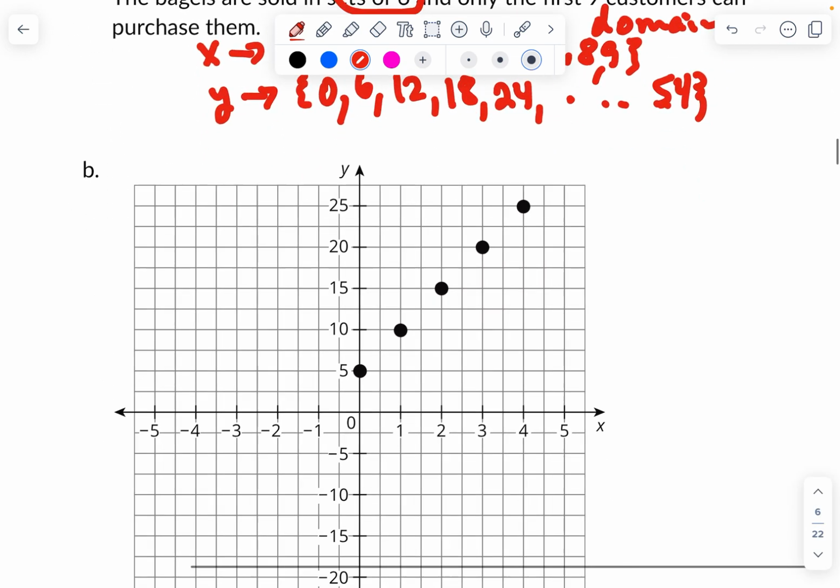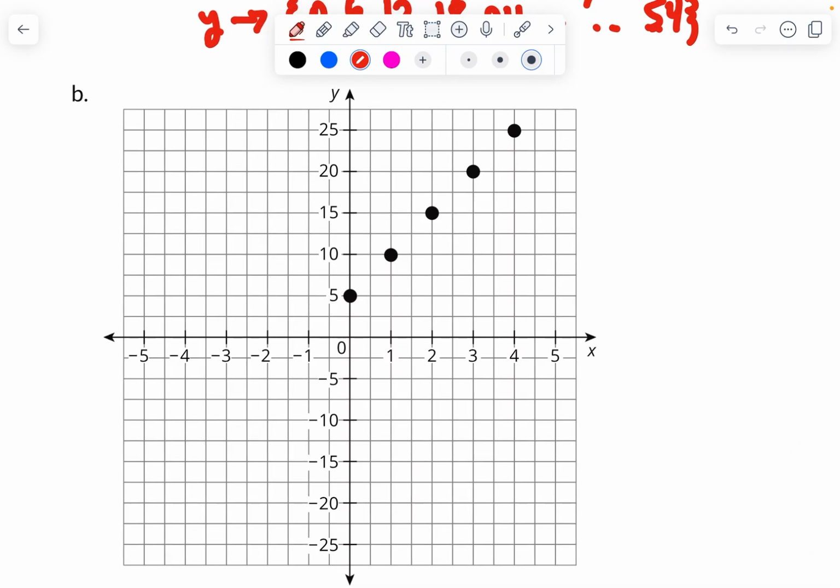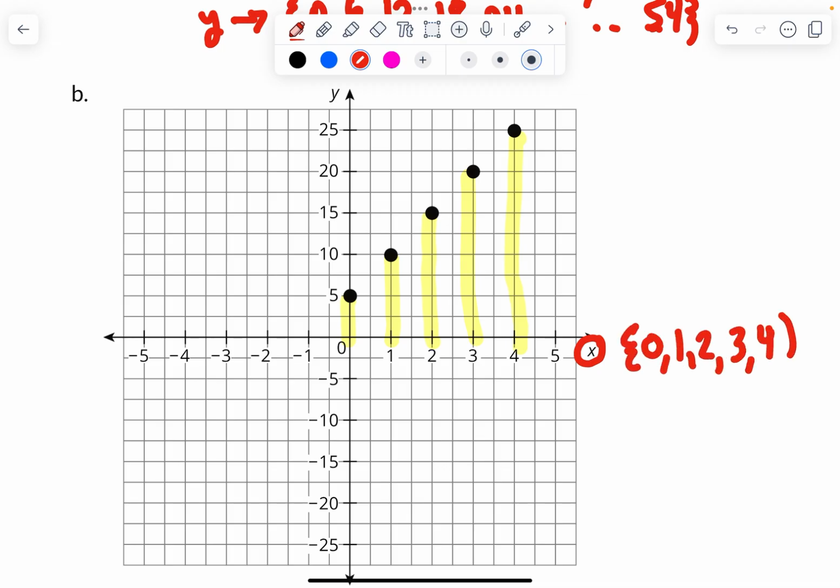Okay? Letter B. This is a graph. If I ask you for the domain and range of a graph, super easy. Your domain, remember, is your x values. So here's my x values: 0, 1, 2, 3, and 4. My x values are these exact numbers, 0, 1, 2, 3, and 4.